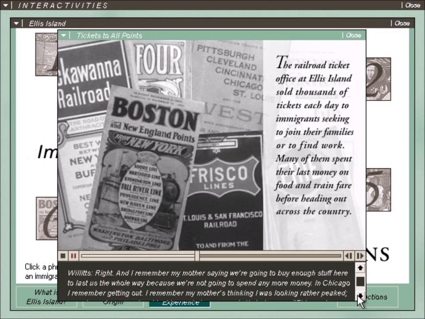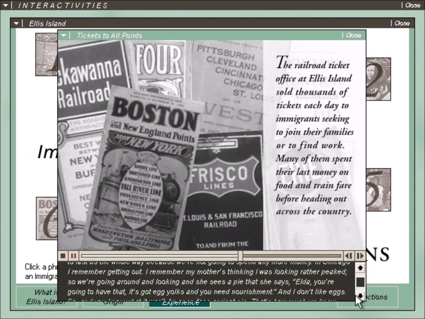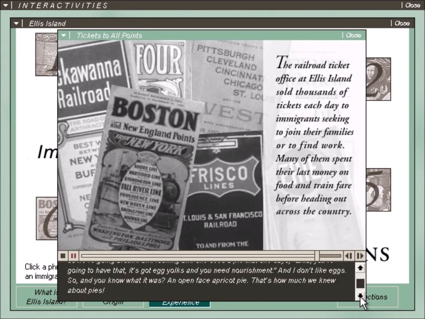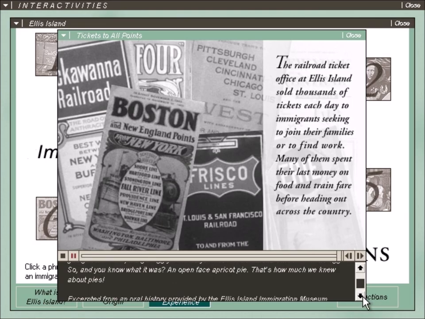In Chicago, I remember getting out. I remember my mother thinking I was looking rather peaked. So we're going around and looking, and she sees a pie that she says, Elda, you're going to have that. It's got egg yolks, and you need nourishment. And I don't like eggs. And you know what it was? An open-faced apricot pie. That's how much we knew about pies.